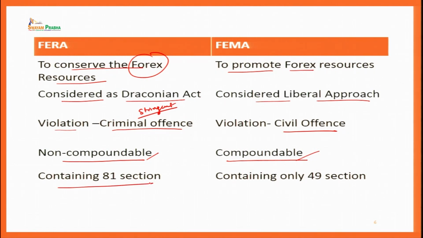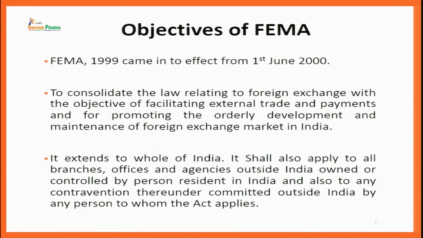The earlier act contained 81 sections, it was quite bulky, whereas this one contains just 49 sections, comparatively more classified, easy to understand and easy to regulate. Now let's look at the objectives of FEMA. FEMA 1999 came into effect on 1st June 2000 to consolidate the law relating to foreign exchange, with the objective of facilitating external trade and payment and promoting the orderly development and maintenance of the foreign exchange market.